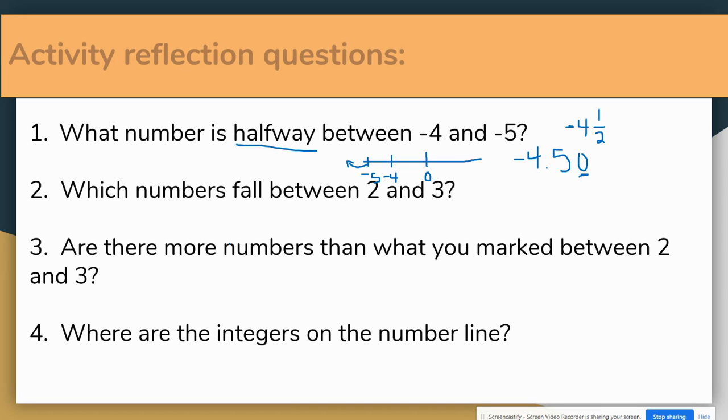Number 2 says, which numbers fall between 2 and 3? Give me 2 examples of numbers that would fall between 2 and 3. So some of the examples I thought of would be 2.4. Remember, I know I have to start with 2. I drew my number line, put a 0 in the middle. I know 2 and 3 are going to be to the right.